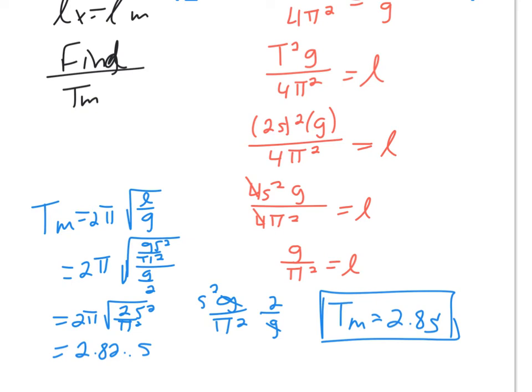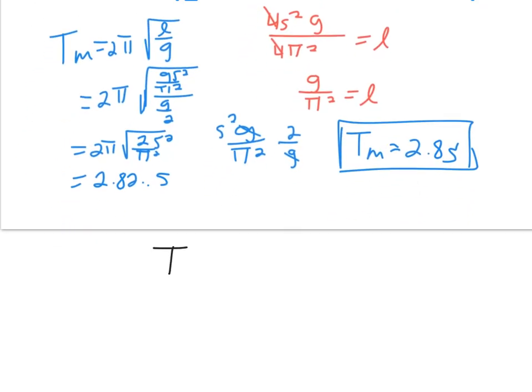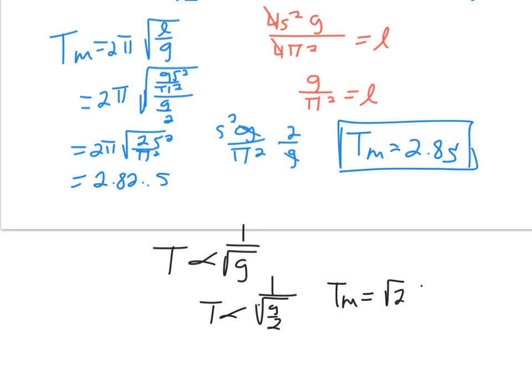I could have also made this much simpler. Because L and 2 pi are constants, we know that T is going to be proportional to 1 over the square root of g. So T would be proportional to 1 over the square root of g over 2. So on the moon, T of the moon would equal the square root of 2 times T on the planet. This comes out to exactly the same thing. So square root of 2 times 2 seconds equals 2.8 seconds.